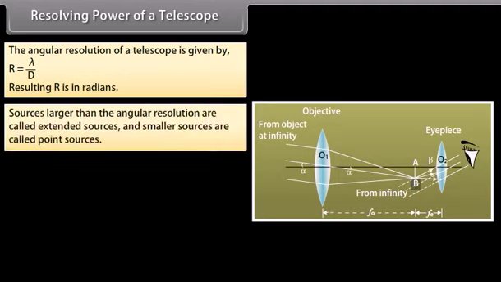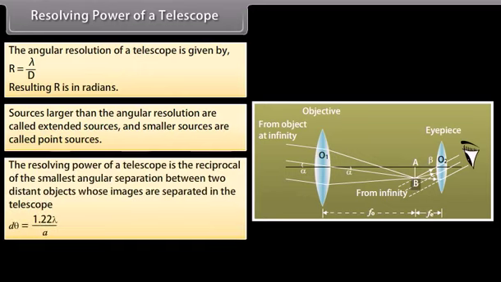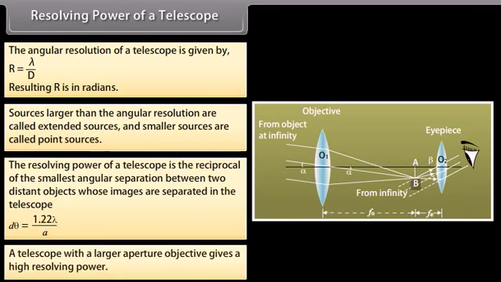Sources larger than the angular resolution are called extended sources and smaller sources are called point sources. The resolving power of a telescope is the reciprocal of the smallest angular separation between two distant objects whose images are separated in the telescope. d theta is equal to 1.22 lambda divided by a. A telescope with a larger aperture objective gives a high resolving power.